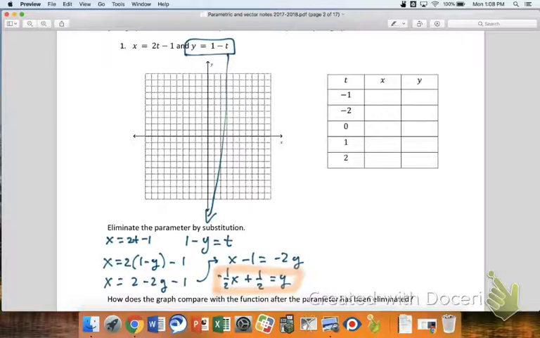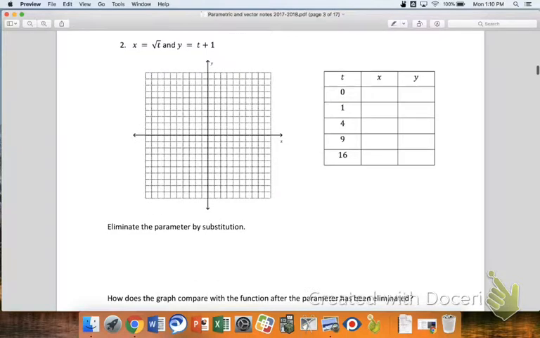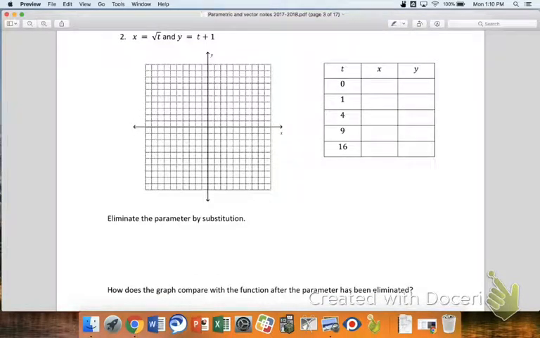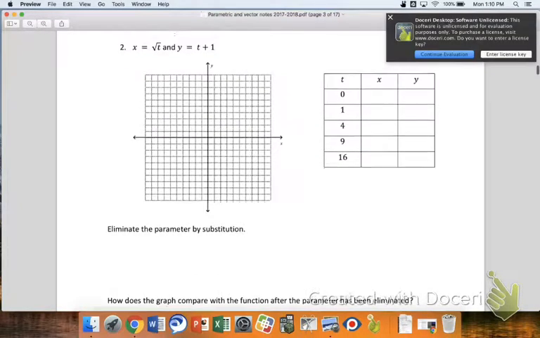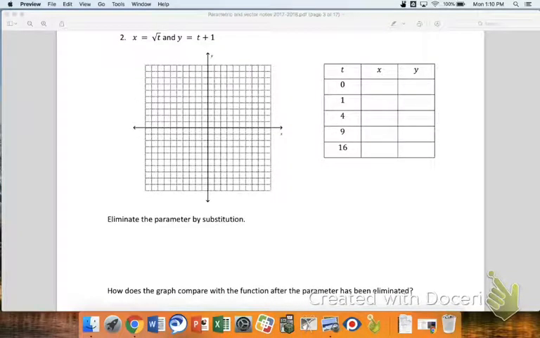Let's do some more complicated stuff. So if you guys would, move on to number 5. Okay, so same deal. x equals root t, y equals t plus 1. You've got a domain for your t's. The goal here is to find the outputs for the x's and the y's. And again, I'm just going to work quietly here while you guys work on that as well.